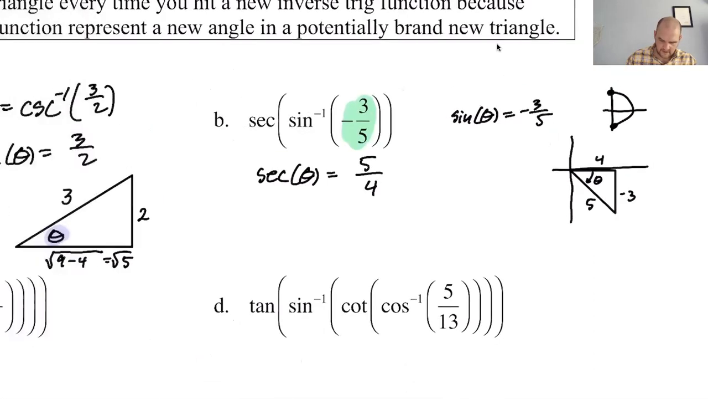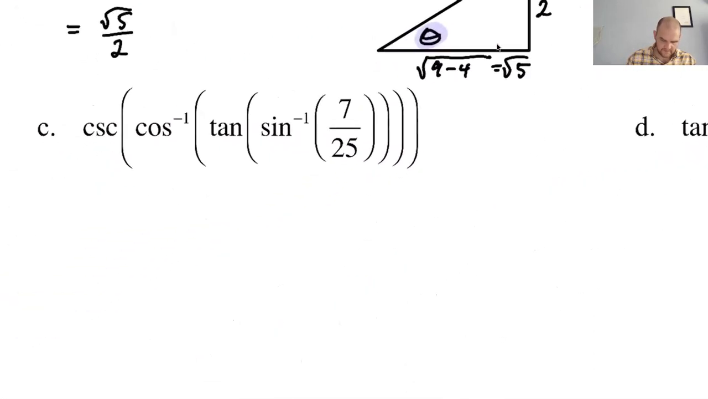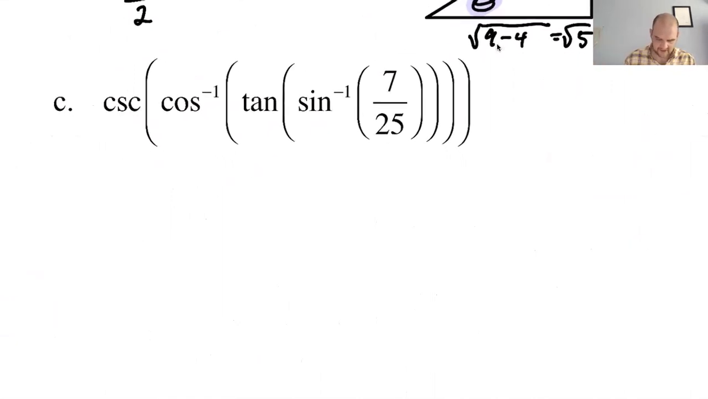All right, let's try the next one. So this one, there's a lot of them, right? So, cosecant of the inverse cosine of the tangent of the inverse sine of 7 over 25. All right, let's see if we can do it.